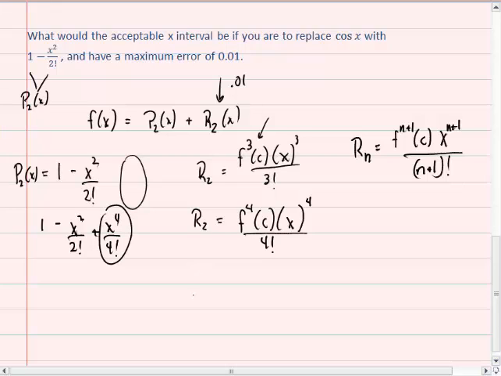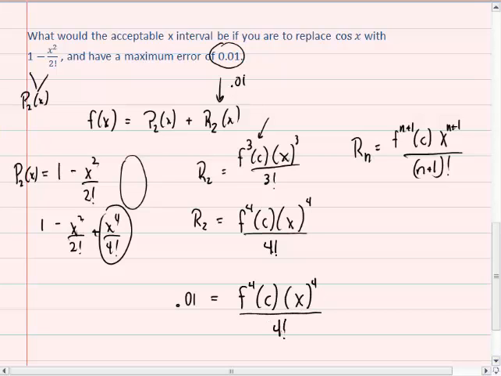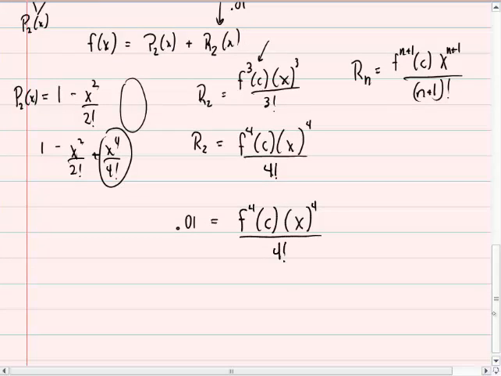So let's calculate what the remainder would be. They told us that they want to maximize the error. Let's find the interval that doesn't force us to exceed an error of 0.01. So we'll set 0.01 equal to the remainder, and we'll put in our fourth derivative at some arbitrary value c. We have x to the fourth power all over 4 factorial, and let's calculate what the fourth derivative of this function is.